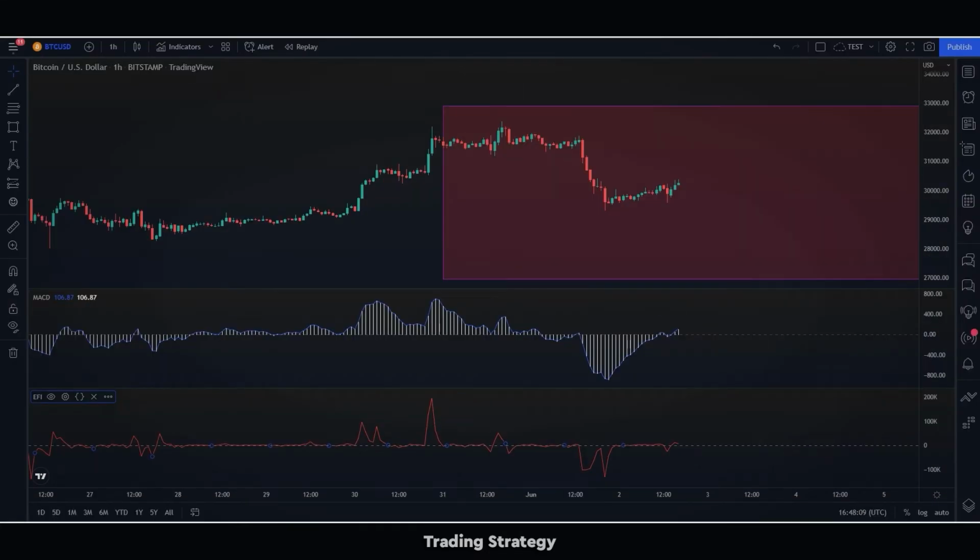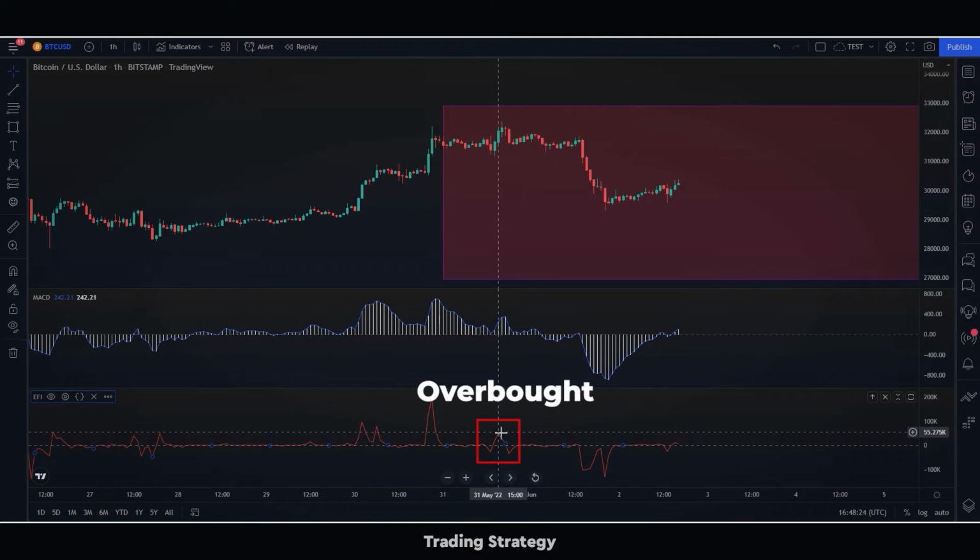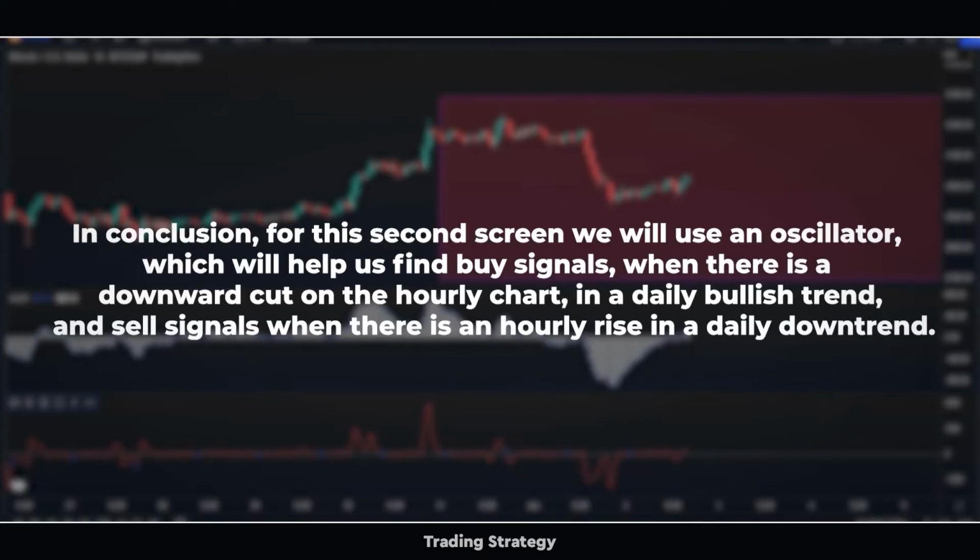If the daily trend is up, we will wait for the EFI to be at the oversold level on the hourly chart and make a rally. If the daily trend is down, we will wait for the EFI to be at the overbought level on the hourly chart and make a rally. In conclusion, for this second screen we will use an oscillator, which will help us find buy signals when there is a downward cut on the hourly chart in a daily bullish trend and sell signals when there is an hourly rise in a daily downtrend.